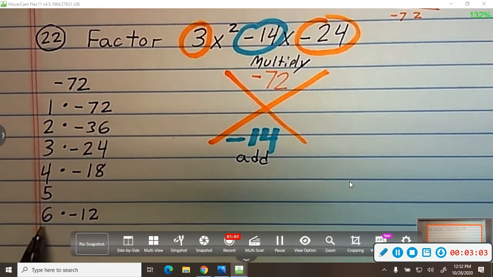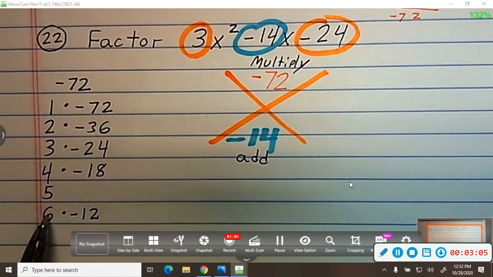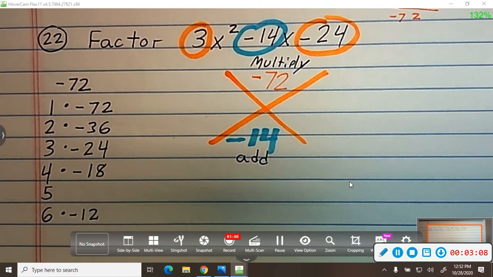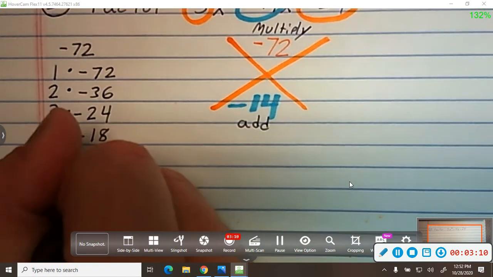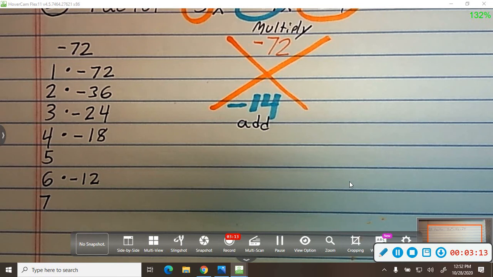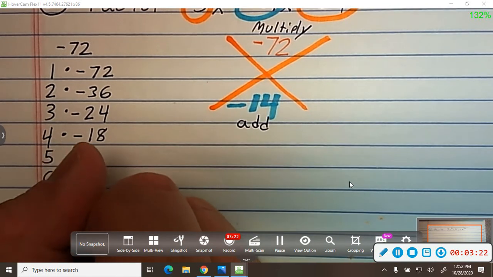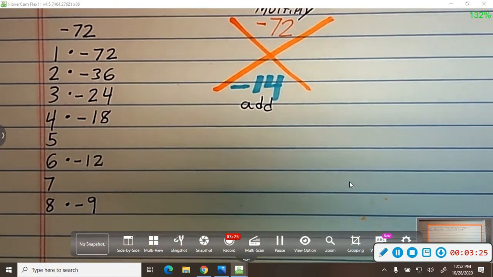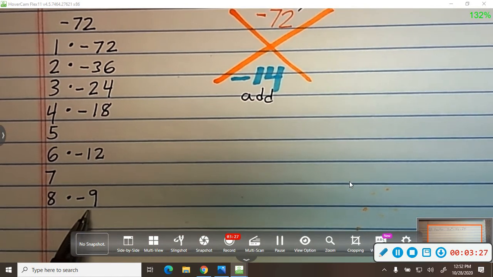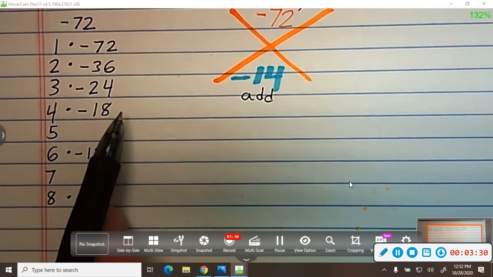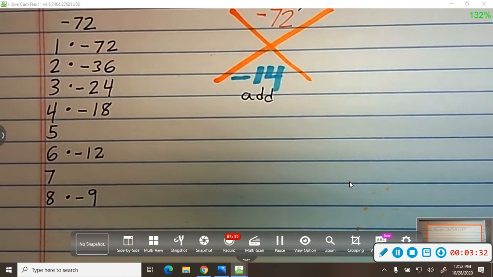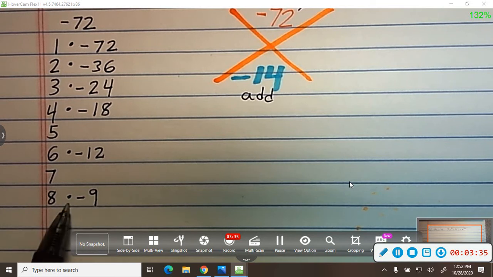And we're going to keep going until this number, absolute value, gets bigger than this number. Negative 72 divided by 7. Negative 10.2857, so not that one. Negative 72 divided by 8. It's negative 9. And then from there, it's going to go 9 to 12, 18, 24, 36, 72. Okay, once these numbers are pretty much the same, there's no point in continuing.